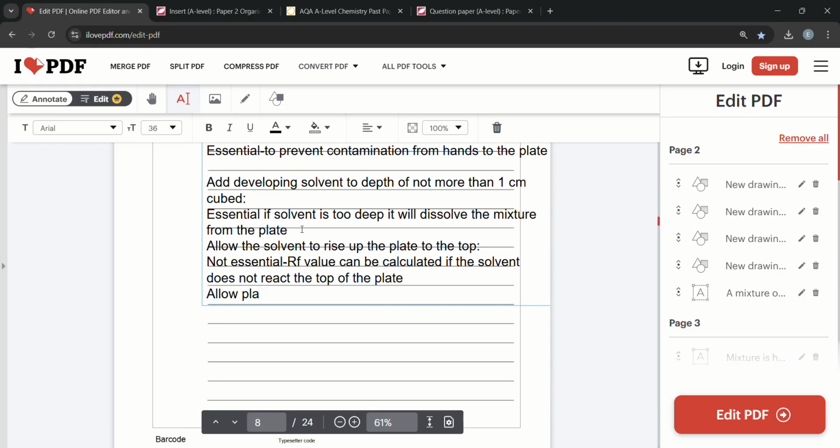Allow plate to dry in a fume cupboard. That is necessary. Reason being, it is essential, sorry, because solvent is toxic.